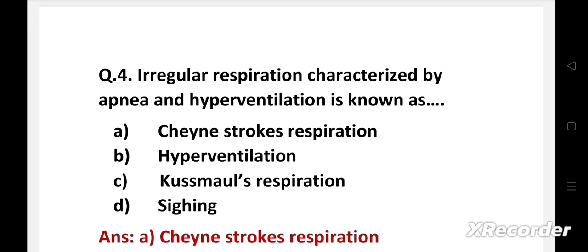Cheyne-Stokes respiration is an abnormal pattern of breathing characterized by progressively deeper and sometimes faster breathing followed by a gradual decrease that results in a temporary stop in breathing.